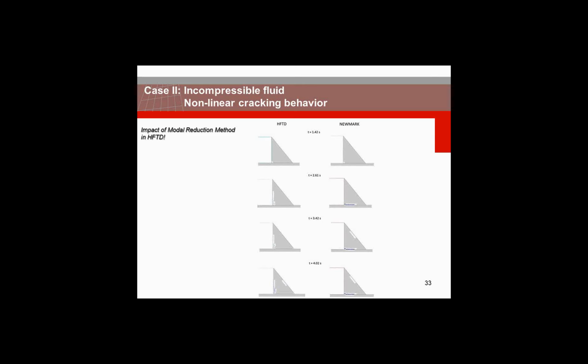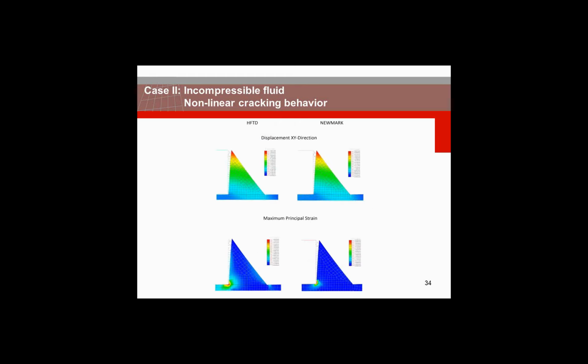What we can see here is that the cracking pattern of both methods is totally different. In the Newmark, we have a big crack in the base, whereas in the HFTD the big cracks are not in the base but in the interface with the fluid, right? And this is because, no matter that, the displacement contour for both methods are almost the same, as you can see in the first figure.